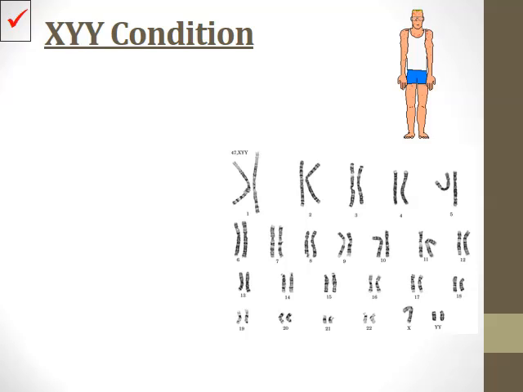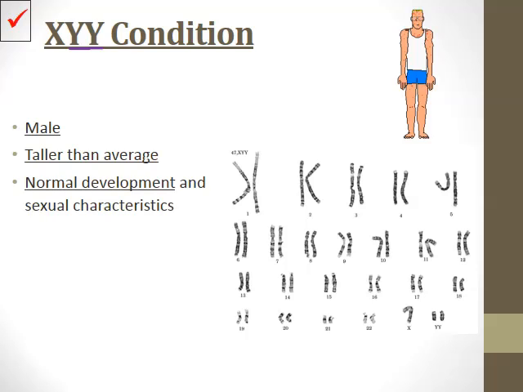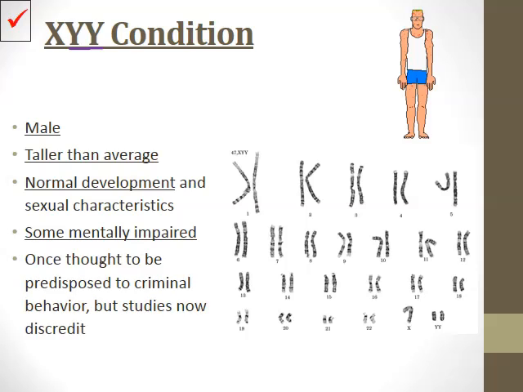The third one we're going to discuss today is called XYY. XYY can only affect males. As you can see here, we don't have 1, but we have 2 Y chromosomes. So once again, this is going to result in a male that's a little bit taller than the average bear. Normal development and sexual characteristics, so as far as development goes, not really too much different there. Some could be somewhat mentally impaired or challenged.